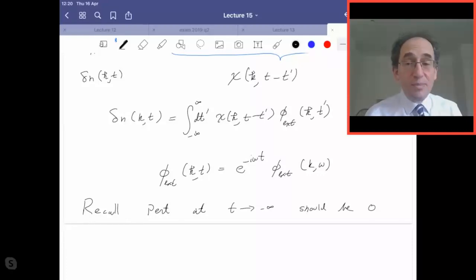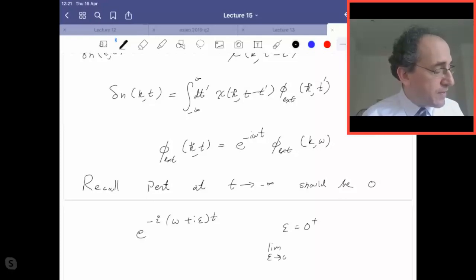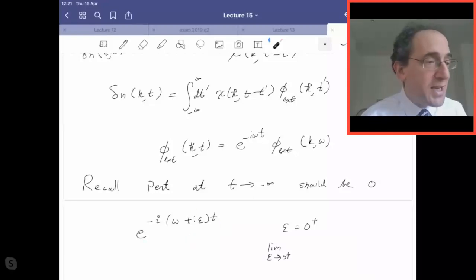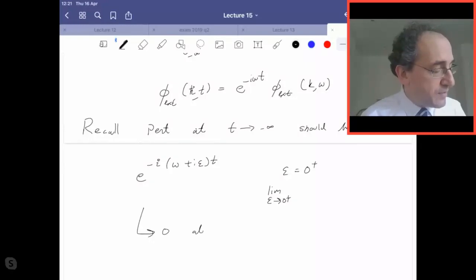So the perturbation is supposed to vanish at t equals minus infinity. So what we're going to do is instead write e to the minus i omega plus i epsilon t, where epsilon is where we take the limit. We can say that epsilon equals zero plus, meaning we take the limit of epsilon going to zero from the positive side. So this epsilon, being zero plus, will make this exponential factor vanish at t equals minus infinity. So this thing goes to zero at t equals minus infinity.